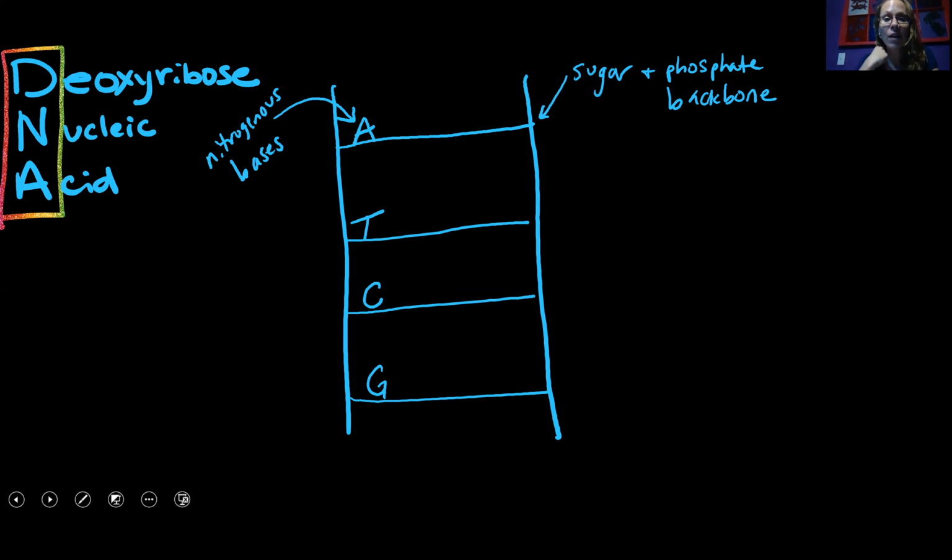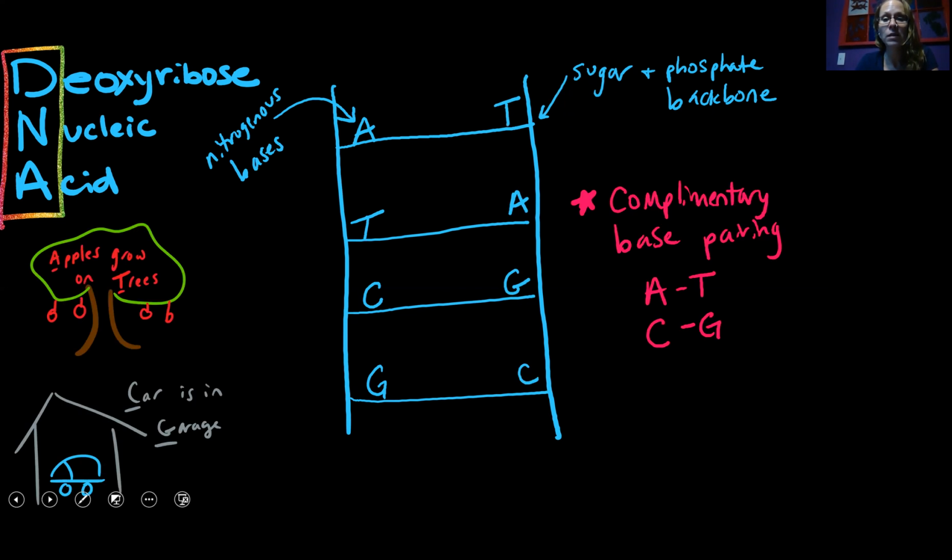And they fit together, connecting the two sides in a very specific pattern. And we describe this as complementary base pairing. So adenine will always pair with thymine, as you can see, and cytosine will always pair with guanine, as you can see. And there's a fun little memory device. You can pick either one that you like. Apples grow on trees, so A always pairs with T. That's my favorite because I like apples and I like trees. But you could also pick the car is in the garage. So C, cytosine, always pairs with G.